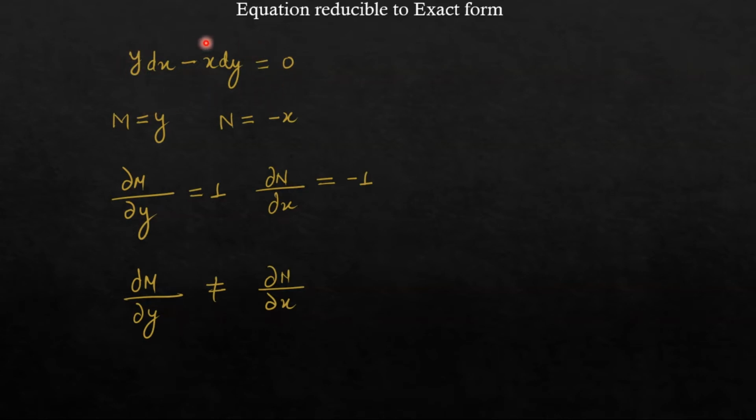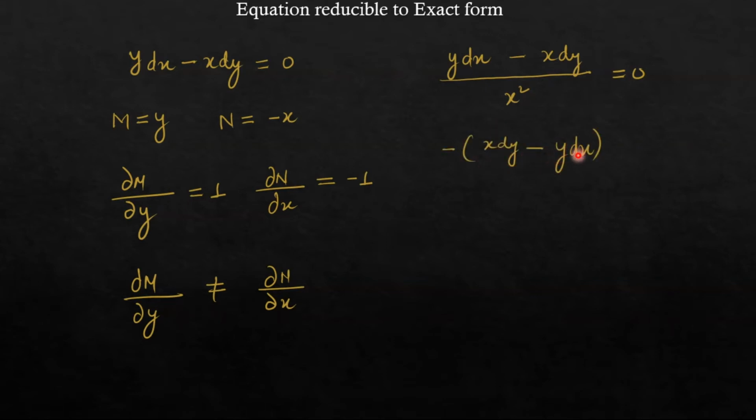Now if I want to make this differential equation exact, what I will do is I will divide it by x square. That is, y dx minus x dy divided by x square is equals to 0. Now I can write it as minus of x dy minus y dx upon x square is equals to 0. What I have done is I have taken minus common here. Now this whole term can be written as minus derivative of y upon x is equals to 0. Why? Because if you take the derivative of y upon x, you will get the same result.